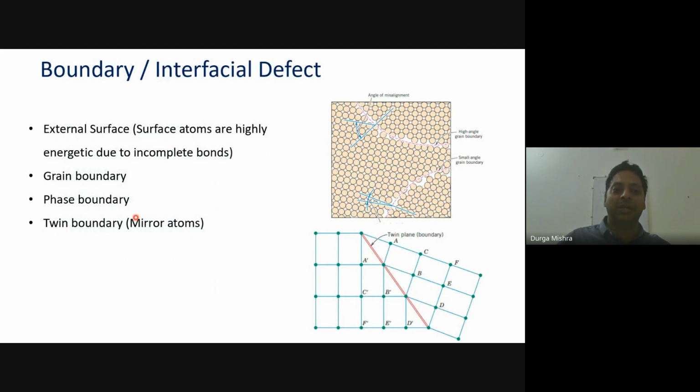The third kind of defect is a boundary or an interfacial defect. This is a two-dimensional defect. We saw the vacancy, which is a zero-dimensional defect, the line defect or the dislocation, which is a one-dimensional defect, and then the third type, which is a two-dimensional defect. This is what we call a boundary or interfacial defect.